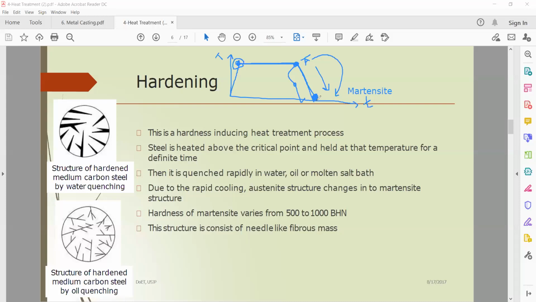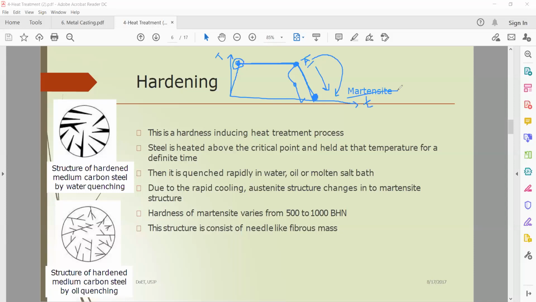Due to this rapid cooling, austenite changes to the martensite. That is the reason for the formation of this martensite. Why? Because you are doing a rapid cooling process, and that rapid cooling is done in this medium, water or oil or salt bath medium. Therefore, this structure change happens, right?